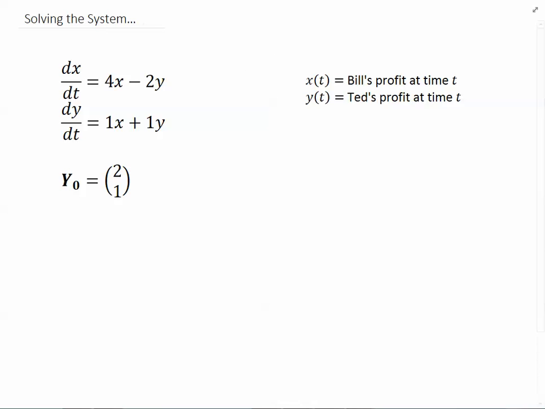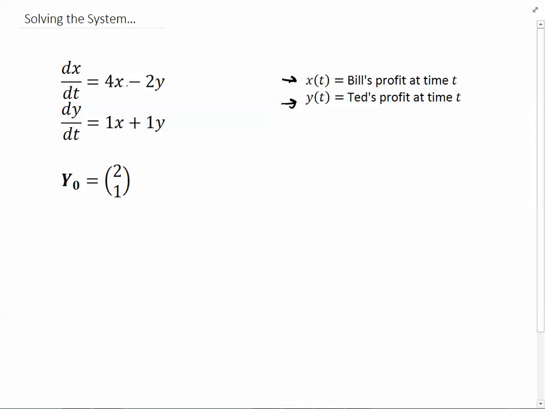And so now we have the system, and let's just describe this in terms of two guys, and they own their businesses. We have Bill and Ted, and we have Bill's profit at time t and Ted's profit at time t, scaled in the appropriate units. You know, it could be millions of dollars or whatever. And so now we want to solve this thing.